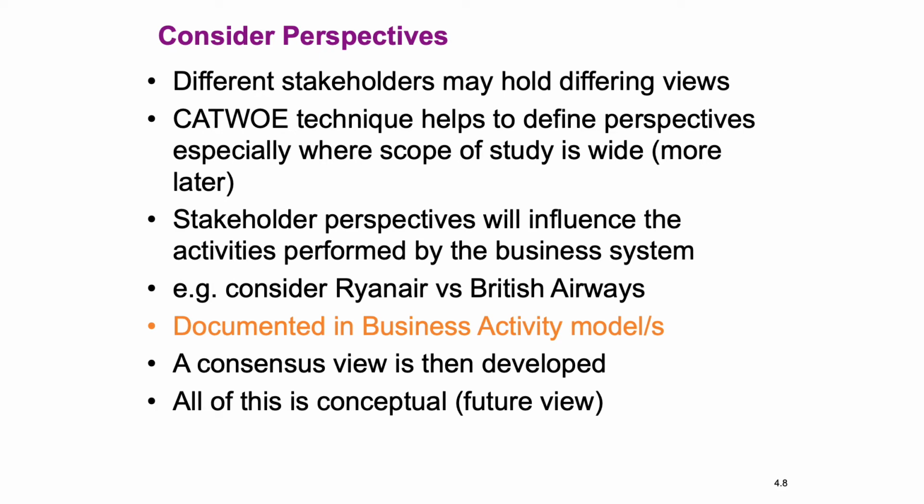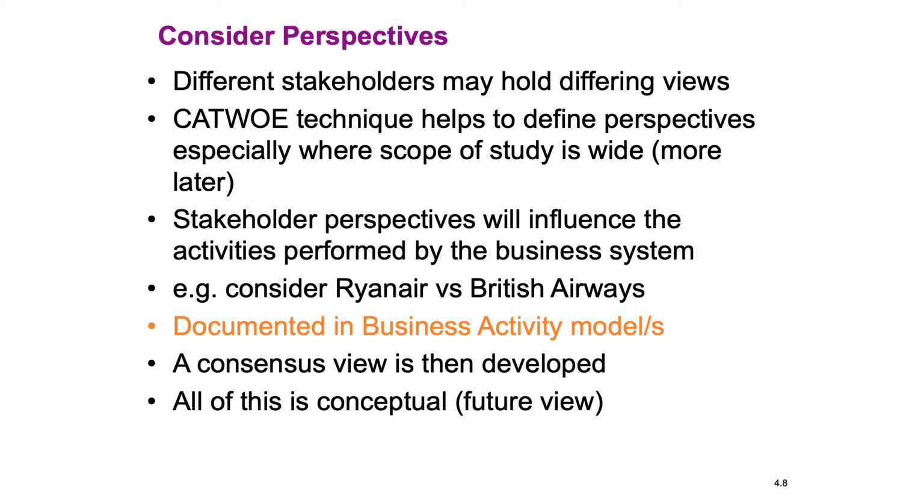So if it's more Ryanair, our focus is going to be very much around low cost. Whereas if it's British Airways, our focus is going to be much more around those activities that provide that extra service that customers are expecting and willing to pay for. So what we do for each stakeholder is pull together a CATWO, and then for each perspective, we pull together a business activity model. And the BAM documents all the activities that reflect that particular perspective.